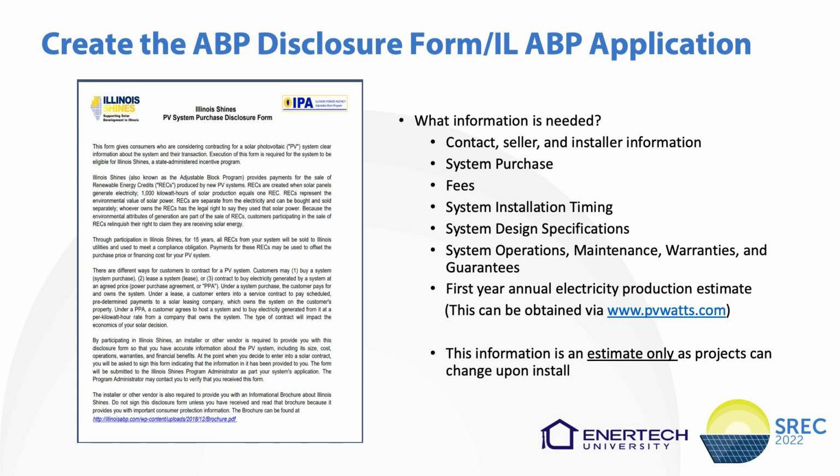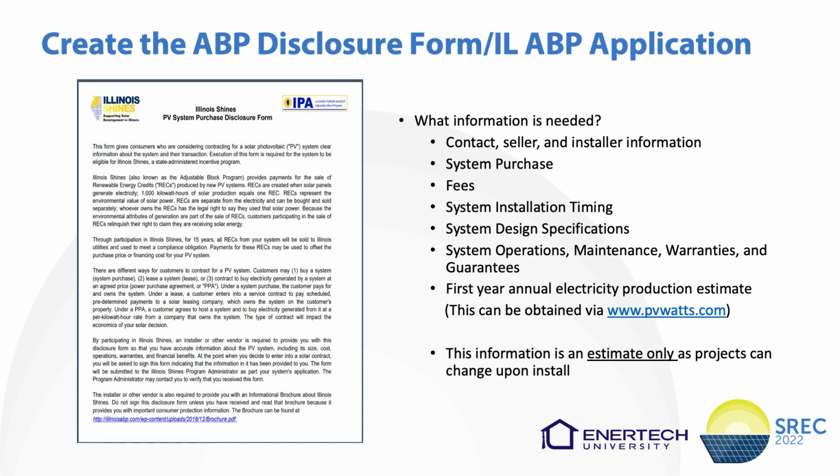The information needed to create this disclosure form will be the contact seller and installer information, including their address and full contact, the system purchase price, any fees associated with the project, the system installation timing, the system design specifications, the system operations, maintenance, warranties, and guarantees, and the first-year annual electricity production estimate, which can be obtained via pvwatts.com. Keep in mind that this information is an estimate only, as projects can change upon install.